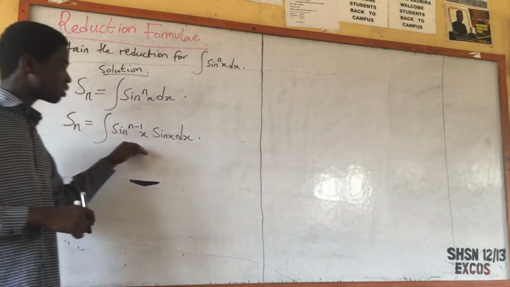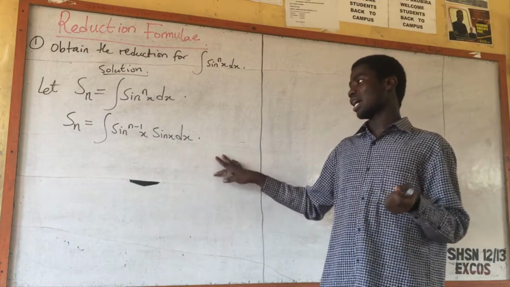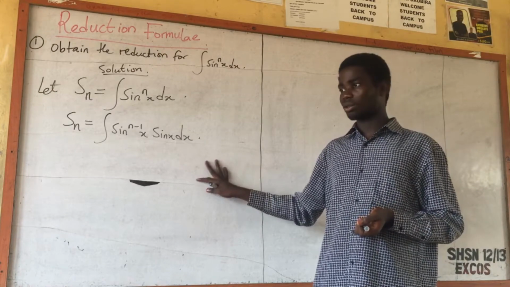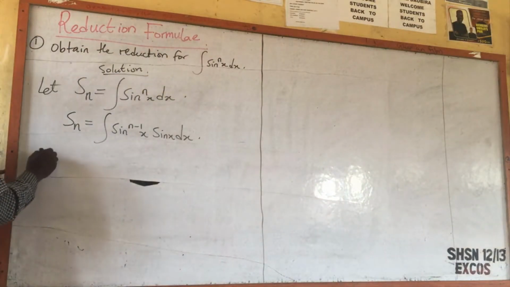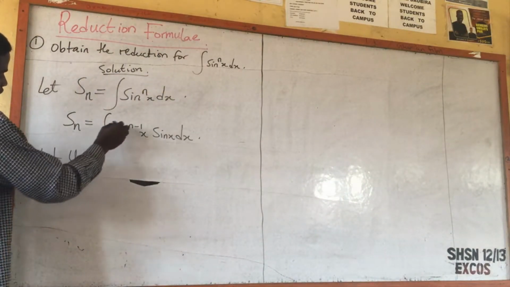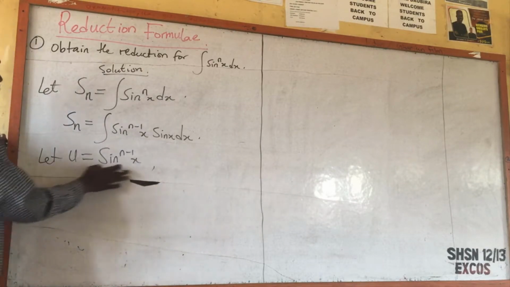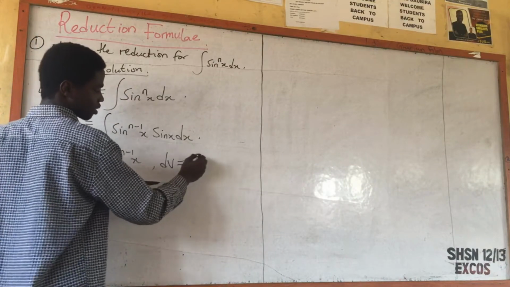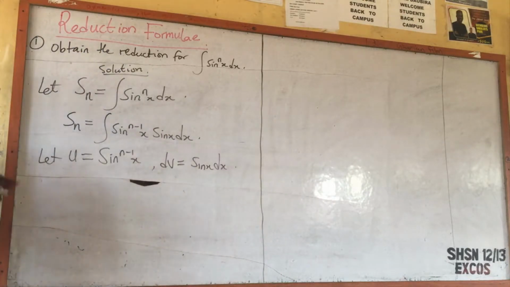Of course, why have I done this? The reason why I do this is because I want to use the method of integration by parts to solve this. So the first thing is I will let u be sine^(n-1) s. I'll let u be equal to this, then dv to be equal to sine s ds.